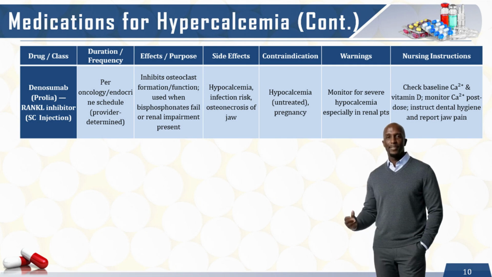Denosumab, a receptor activator of nuclear factor kappa B ligand inhibitor, is administered via subcutaneous injection per oncology or endocrine schedule. It inhibits osteoclast formation and function, particularly useful when bisphosphonates fail or in cases of renal impairment. Side effects include hypocalcemia, infection risk, and osteonecrosis of the jaw. Monitor calcium levels, ensure dental hygiene, and report any jaw pain.